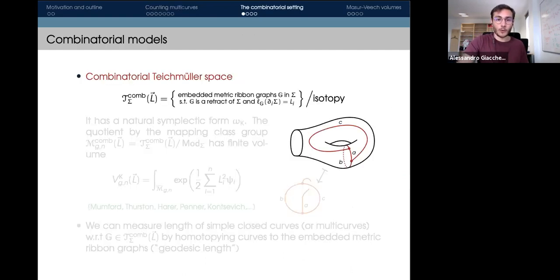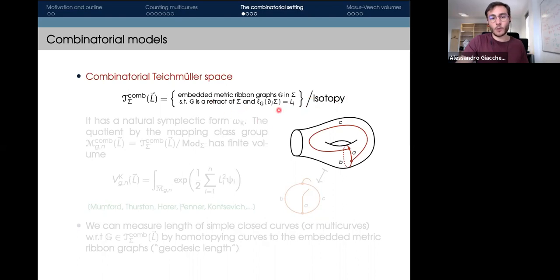So what I want to explain is how to do the same thing, but in another setting that I will call the combinatorial setting. So now what I want to do is completely change the spaces I have. So instead of taking the Teichmüller space, I will consider what I will call the combinatorial Teichmüller space. So instead of parametrizing hyperbolic metrics on sigma, I want to consider embedded metric ribbon graphs on sigma that are, again, restricted to have boundary lengths that are given here. And I consider everything up to isotopy.